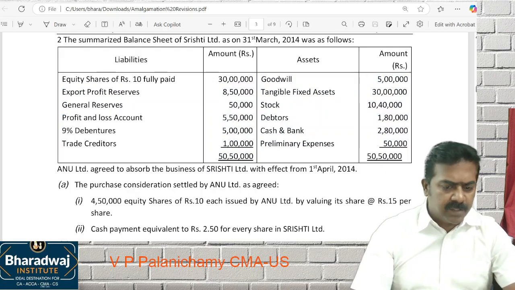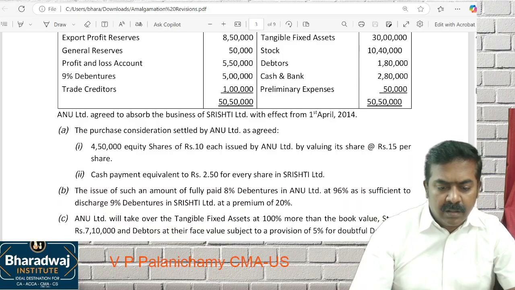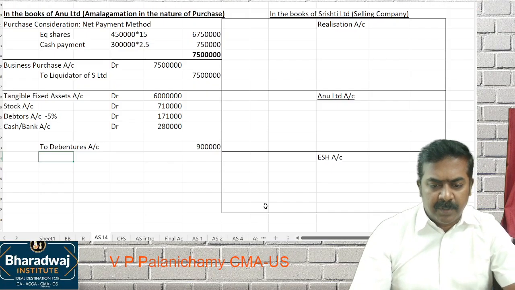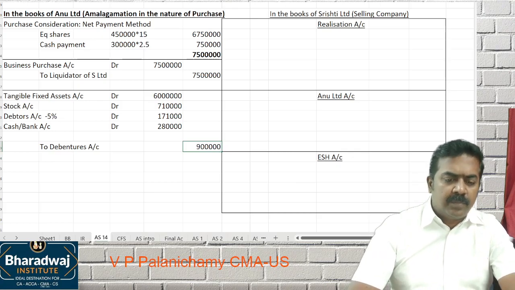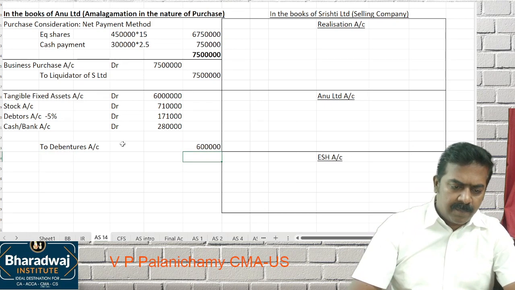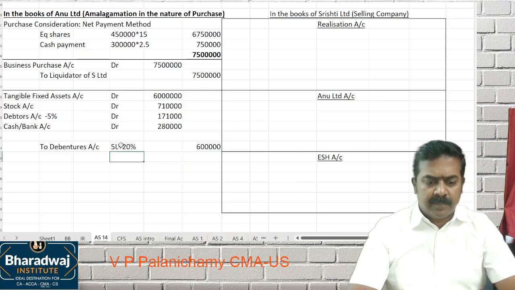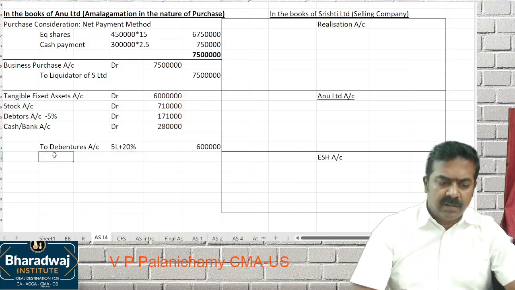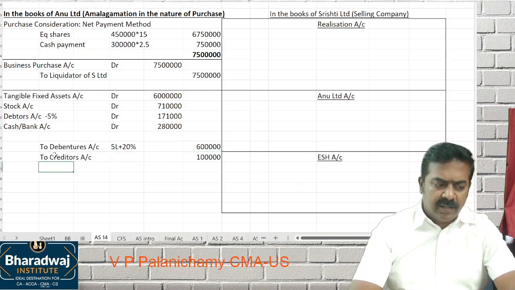So, I mean, it was a past exam question paper. Yeah, we are paying at a premium of 20%. It will be 5 lakhs plus 20%, it is 6 lakhs. Then, what else will come? Creditors. Creditors how much? 1 lakh.